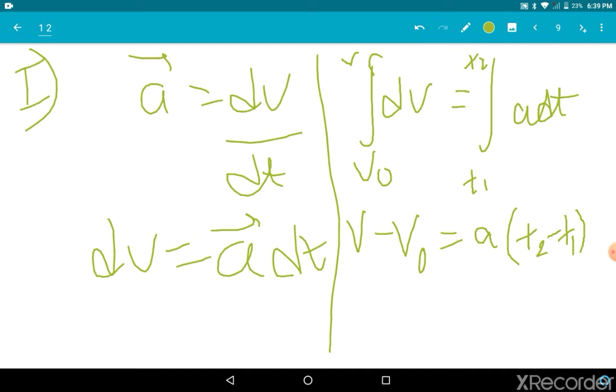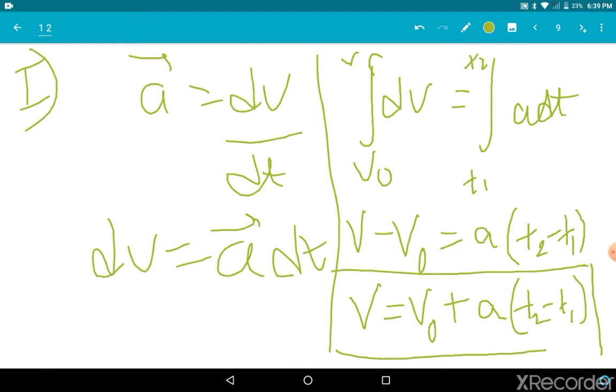So actually v is equal to v0 plus a times (t2 minus t1). This is my one formula. This is the first equation of motion. We'll apply it everywhere. You'll see it. Now let's discuss the second one. This is actually very important as well.